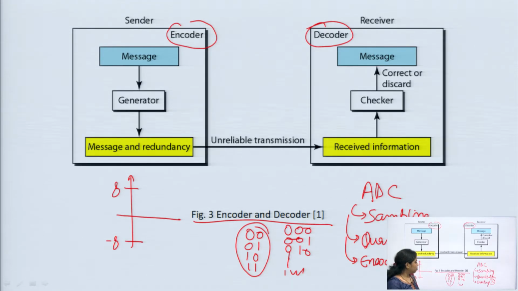So, this is the case for ADC, that is the analog to digital converter. Now, why I am explaining this here, because in case of encoding, how the encoding will be done will be shown by this diagram.